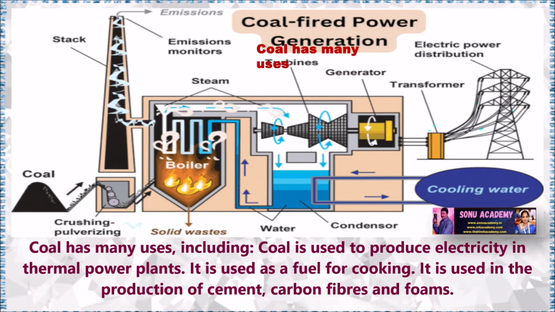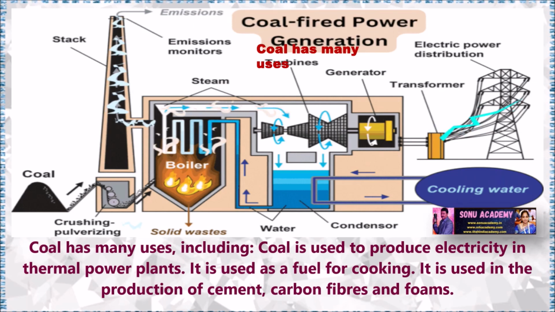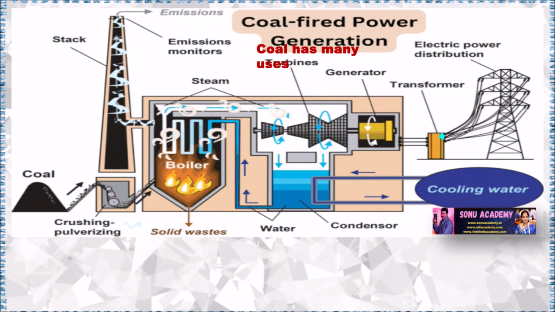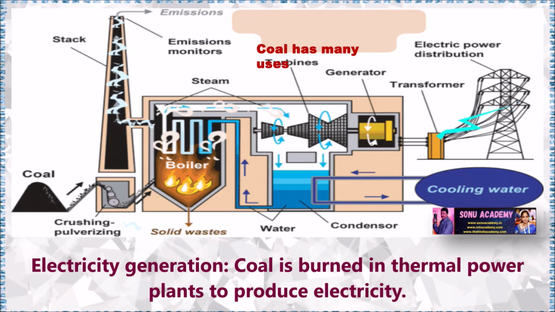Children, let us discuss the uses of coal. Coal has many uses, including producing electricity in thermal power plants. It is used as a fuel for cooking. It is used in the production of cement, carbon fibers, and fertilizers. Let us discuss a few of these uses of coal. Electricity generation: coal is burned in thermal power plants to produce electricity.